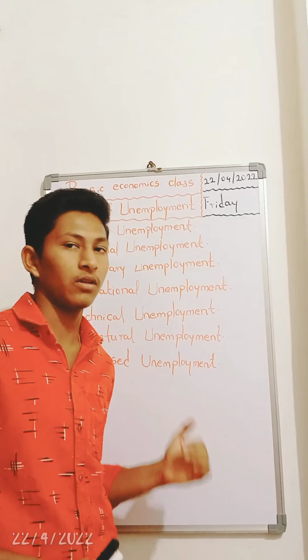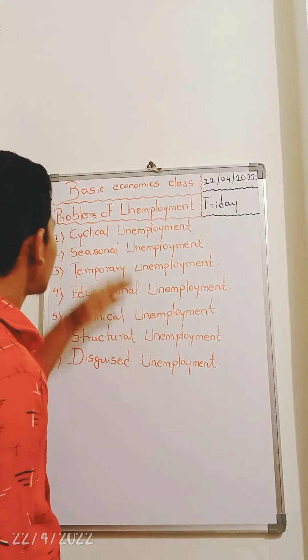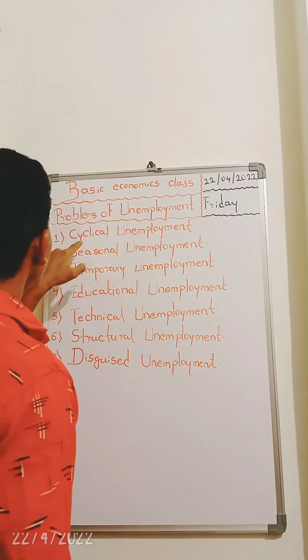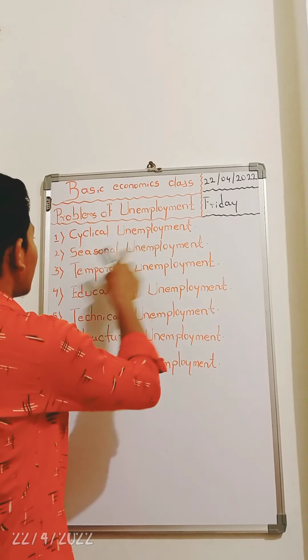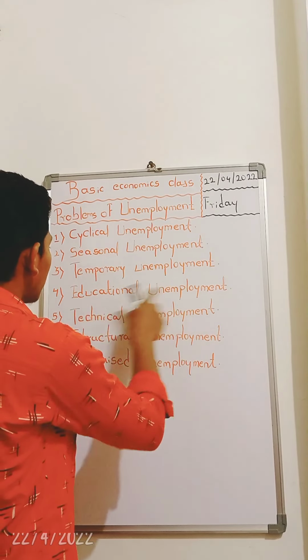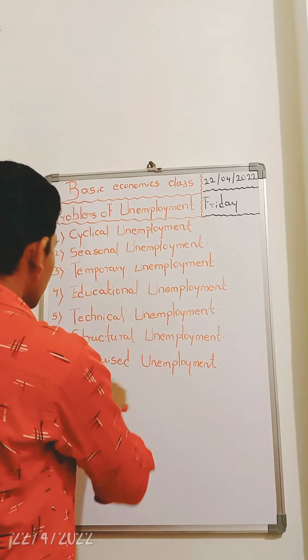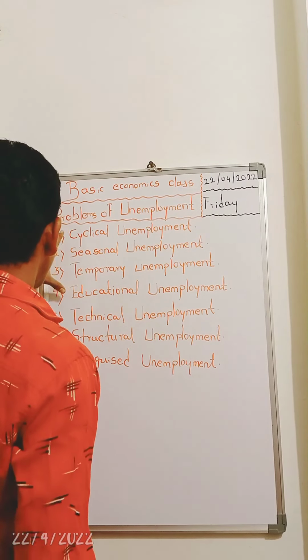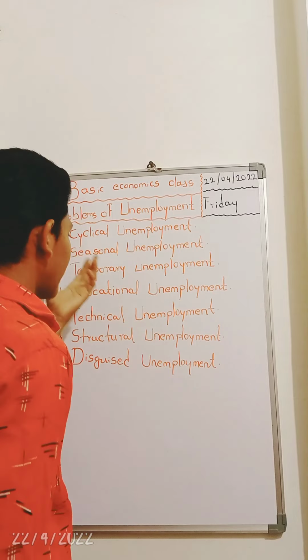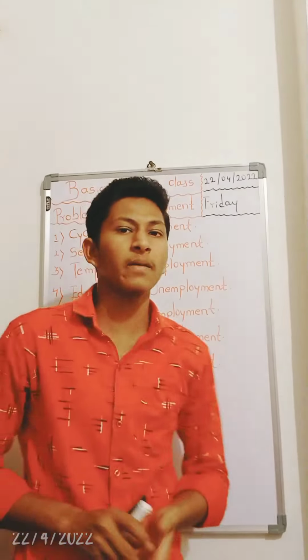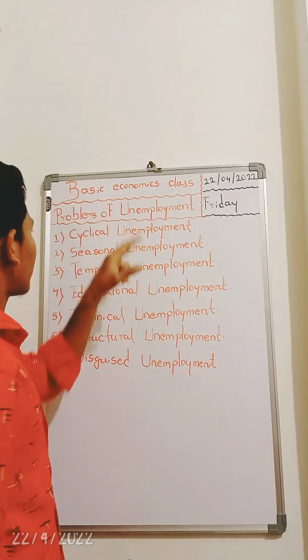Till now we discussed only the introduction of the economics class, but in this session we are going to learn about the problems of unemployment. They are cyclical unemployment, seasonal unemployment, temporary unemployment, educational unemployment, technical unemployment, structural unemployment, disguised unemployment. We are going to discuss them one by one with their examples and definitions. The first one is cyclical unemployment.